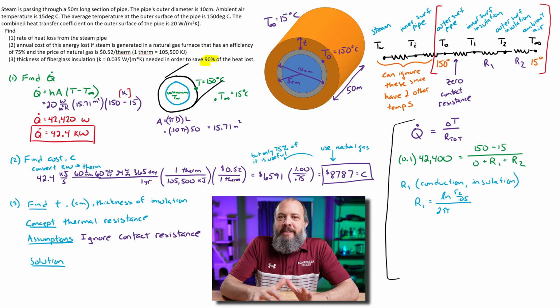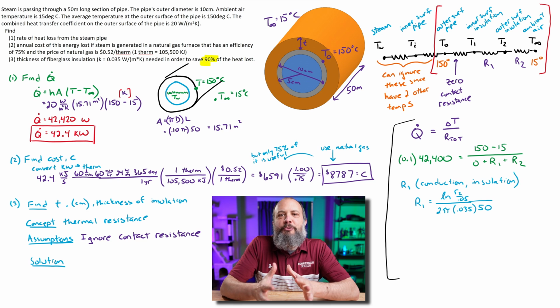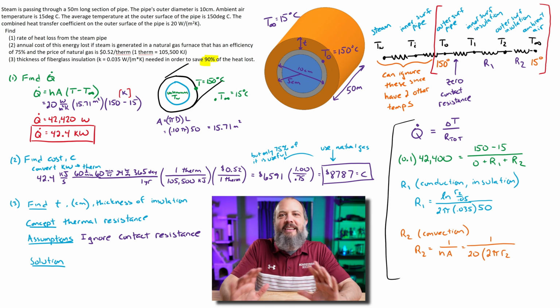So now my R1 is going to be the resistance inside the insulation due to conduction, and this is going to be that natural log resistance. And then my R2 is going to be the resistance due to convection on the outside surface out to the air. And that's going to be 1 divided by HA from the regular basic convection equation.